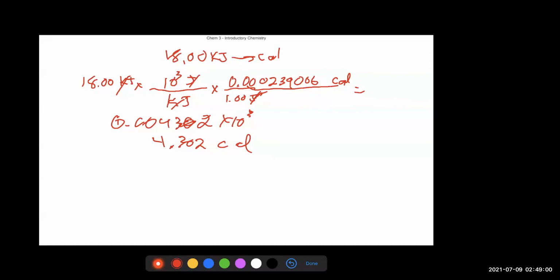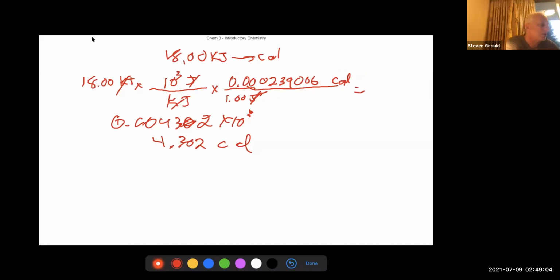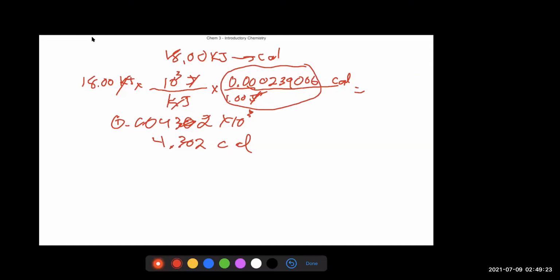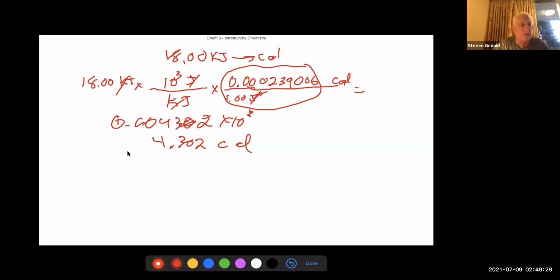Converted kilojoules to joules, and then joules into calories. These are conversion numbers. 1 joule is the same thing as 0.000239006 calories. A kilojoule is 1,000 joules, 10 to the third, and they started with 4 standard digits, and you have 4 standard digits in your answer. So I get 4.302.